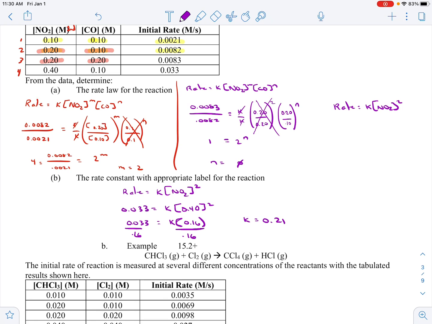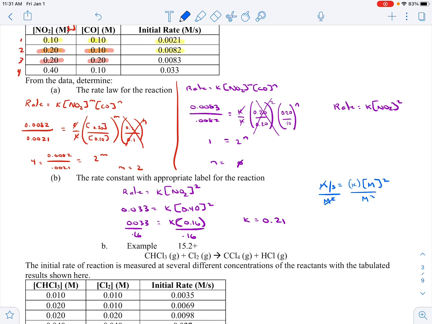Now we have to figure out our label on K, because we need the appropriate label. What we can do is go back and plug in, as an aside. We know rate's label is molarity per second. We know K is what we're looking for, so we're going to leave that there. And then we have that squared, so on this side we have molarity squared, so we're going to divide by molarity squared on each side.